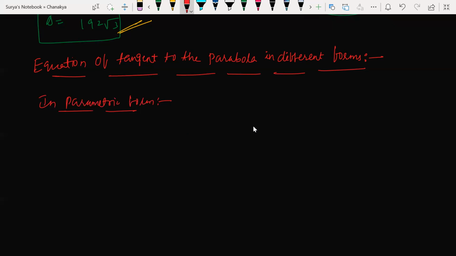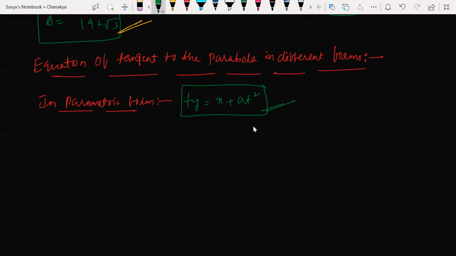Look at this. Parametric form, let me directly write the equation. If you want the proof, you can prove it. It's not a big deal. ty is equal to x plus at square. This is my parametric form, the equation of the tangent in parametric form. Getting my point?